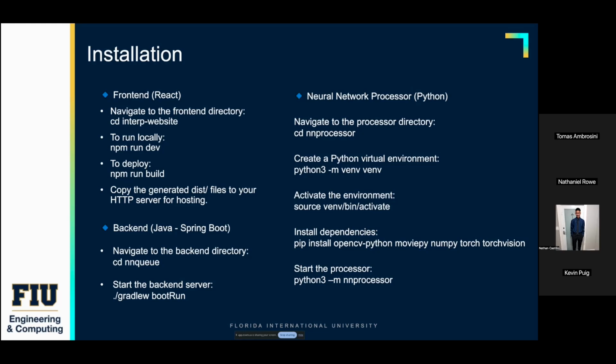For the neural network processor in Python, we're going to navigate to the processor directory using the command cd processor, create a Python virtual environment, activate the environment using the command source bin/activate, and then install the dependencies. You can manually do this using the command pip install opencv-python moviepy numpy torch and torchvision. After that, we start the processor by running python3 processor.py.